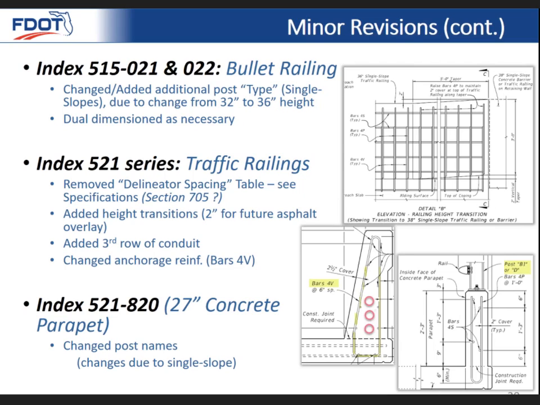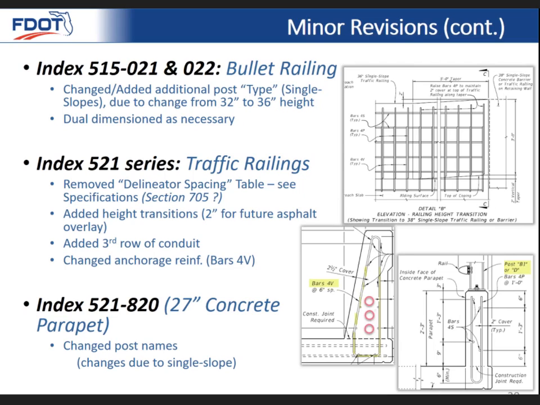The height transition between roadway and bridge to accommodate the 2-inch future asphalt overlay results in some transition details from 36 to 38-inch height. And then we've also made some changes to accommodate three rows of conduit in the traffic railings. As part of that, we modified the previous anchorage reinforcement that was issued for the single slope on bridges to open up the core of that traffic railing to better accommodate the conduit. So those are actual changes to the single slope that had been previously issued under the developmental and under last year's design standards.